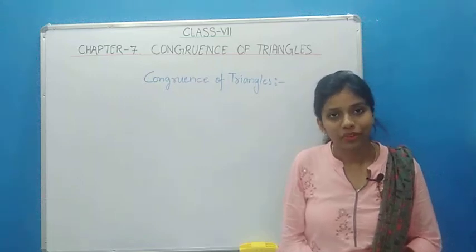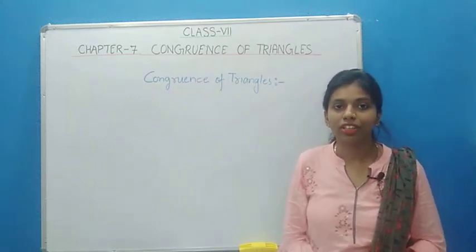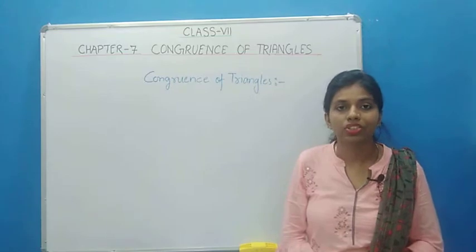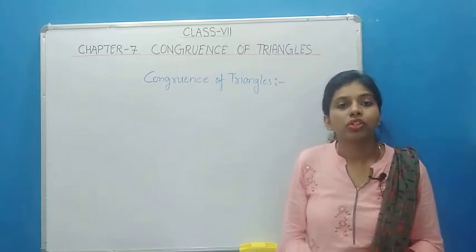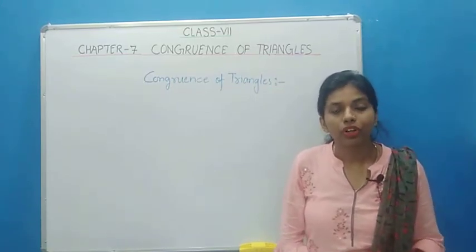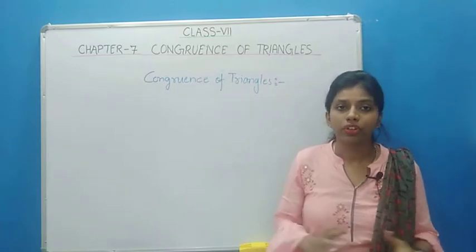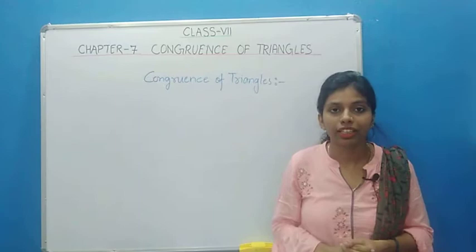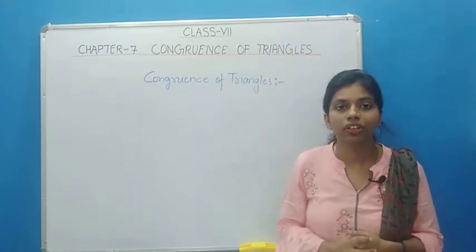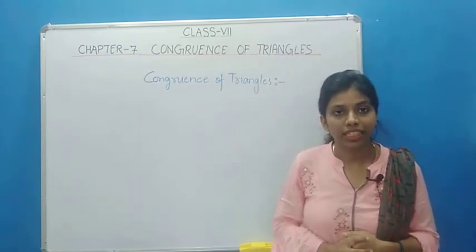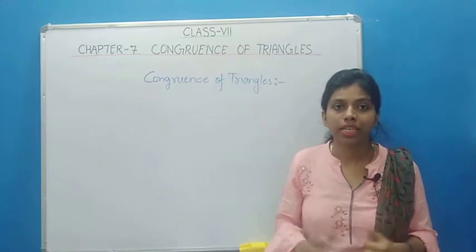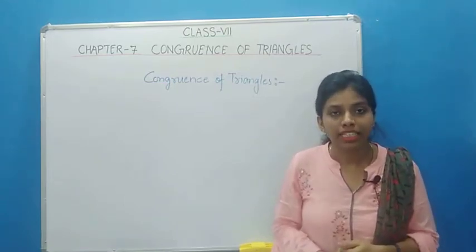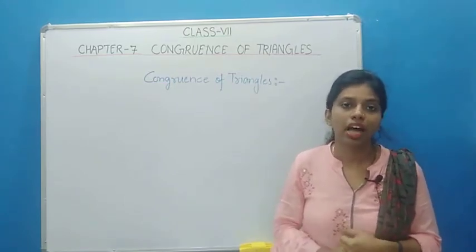Hello children, so today we are going to discuss chapter 7 of class 7, that is congruence of triangles. In our previous video we discussed some introduction about congruence. So how are we going to call two figures congruent or not? We discussed that if two figures have the same shape and same size, then we call the two figures congruent.